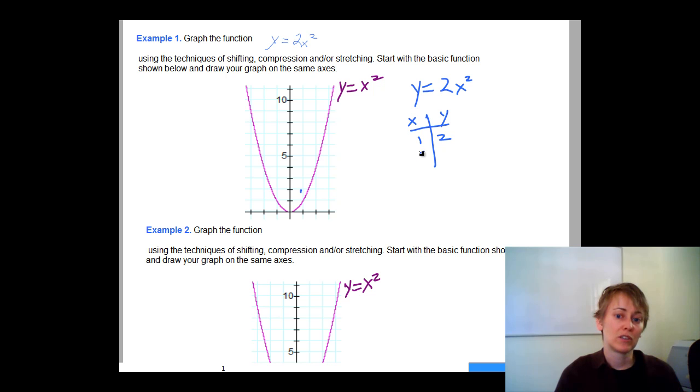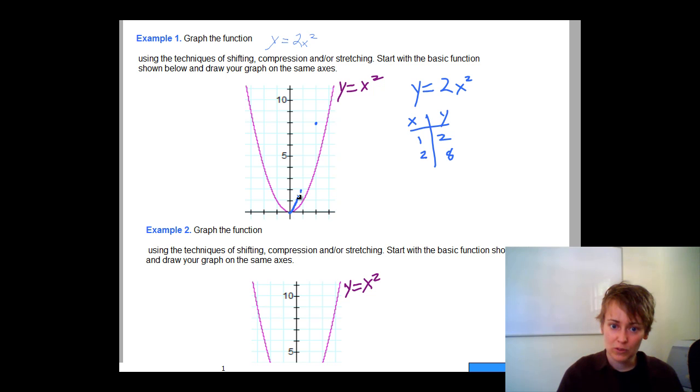Let's try x being 2. When you do that, you get 8. So when x is 2, y goes all the way to 8, when originally, for the other function, when x was 2, y was 4. So you'll notice that the graph is shifted up by a factor of 2.